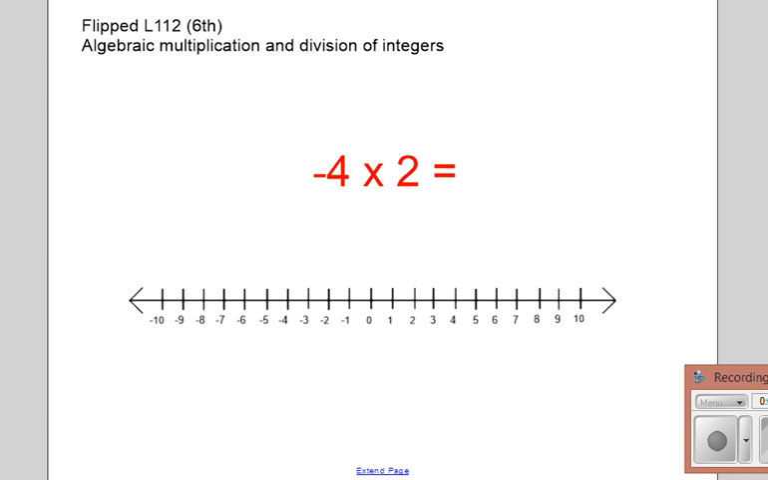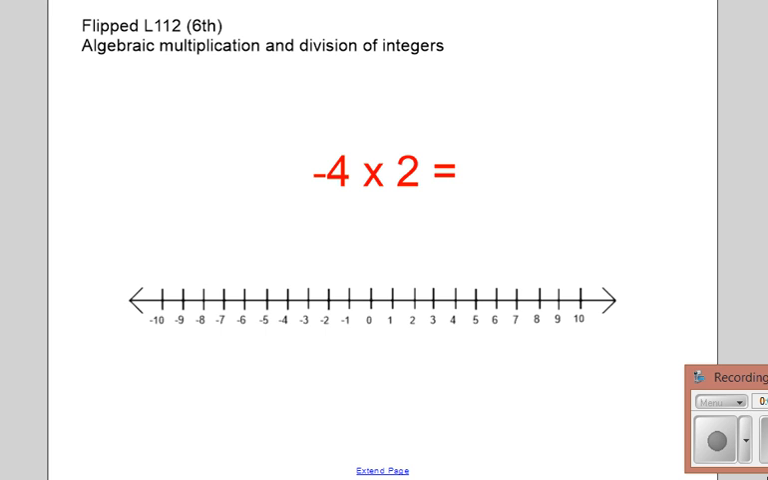Welcome to Flip Lesson 112 for the 6th grade, as we're going to look at algebraic multiplication and division of integers. Now, integers, of course, are kind of a new game, a new aspect, a new way to understand math. But as we look at this lesson, what we're going to see is that because it's math, it's filled with patterns. It's filled with rules that come into play when dealing with different kinds of integers.